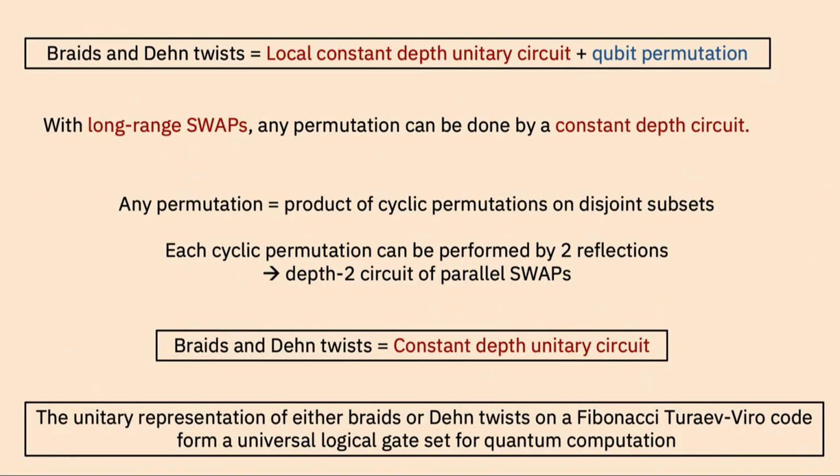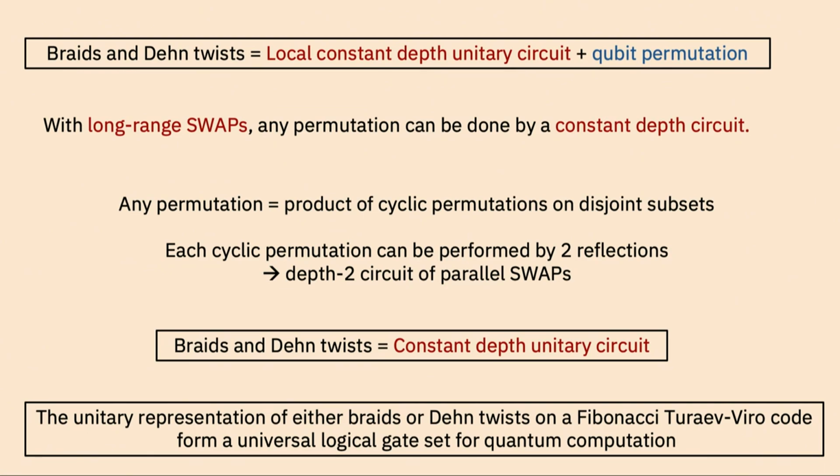Furthermore, if we allow long-range swaps, any permutation can also be done by a constant depth circuit, which can be understood in that you can decompose any permutation as a product of cyclic permutations, which can in turn be performed by two reflections corresponding to a depth two circuit of parallel swaps.